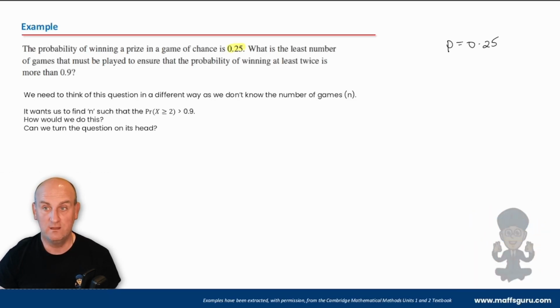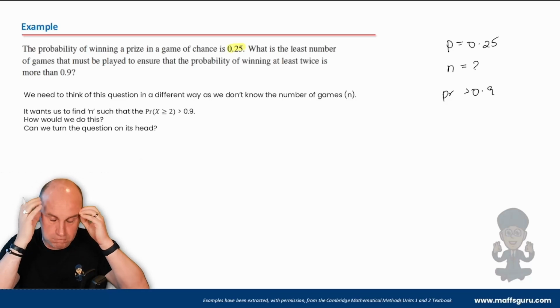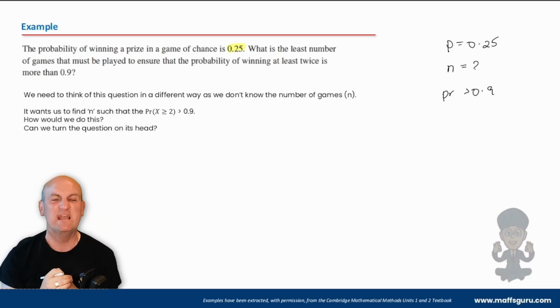Well, what you'll notice now is they've not given you the number of trials. They want you to find the number of trials. And they've told you the probability has to be greater than 0.9. Now, again, this is a bit of a head mess.